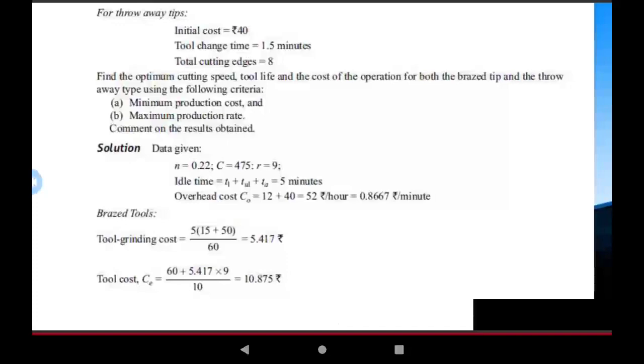The given data: first, the Taylor tool life equation, n is given as 0.22 and C is the constant value 475. N is the number of grinds. Idle time equals loading time and unloading time, which is equal to 5 minutes. Overhead cost is C naught, 1200 plus 40, equal to 52 per hour. The change of value is in minutes.